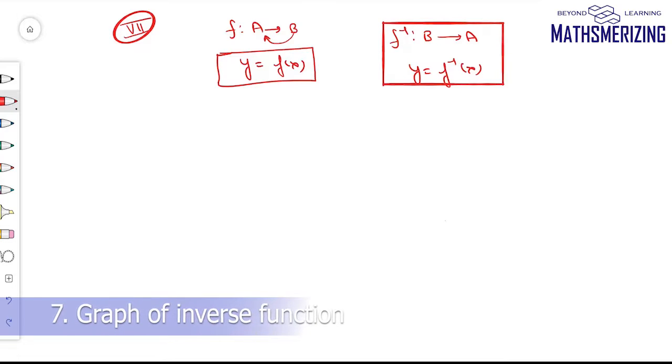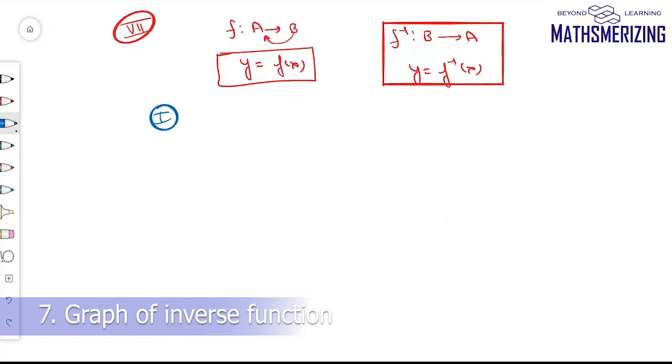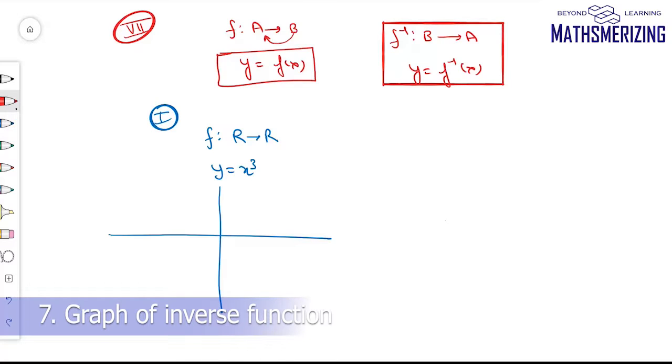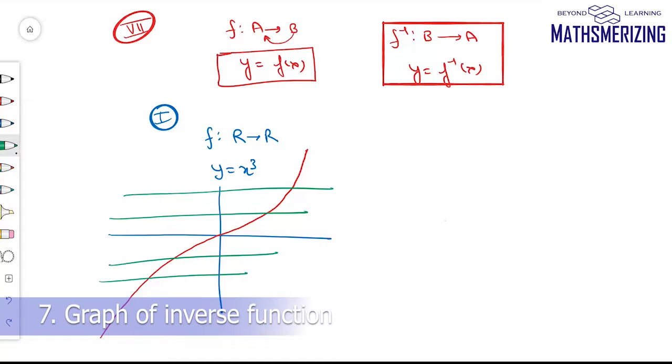Now how do we draw the graph of the inverse function? There are two methods. Method one is by taking the reflection about the y equals x line. Say for example, a function is defined from R to R, and this function is defined as y equals x cube. I'll draw the graph of y equals x cube. First I'll draw horizontal lines. I'm getting only one point of intersection. So this function is a one-one function.